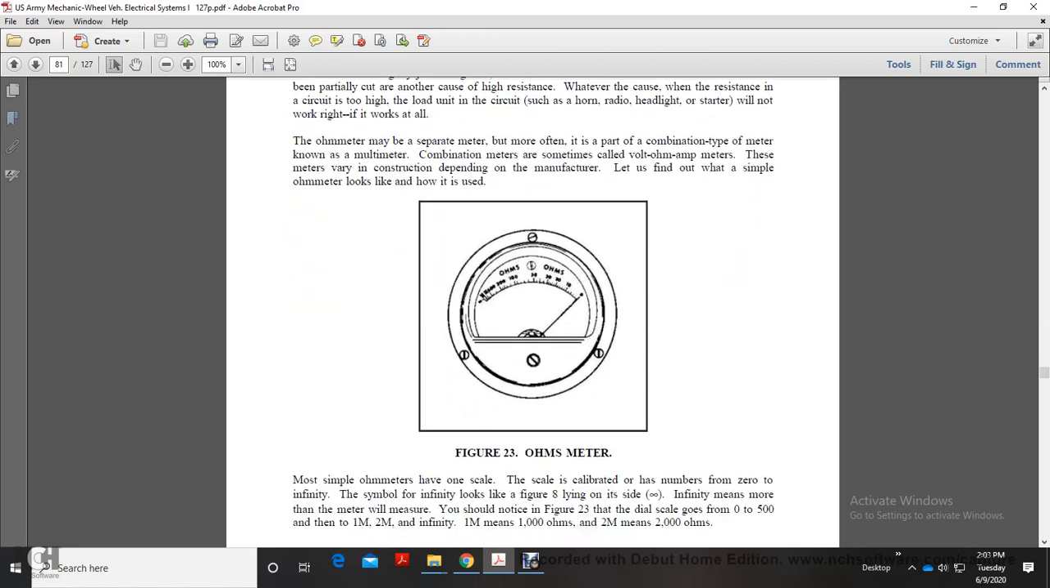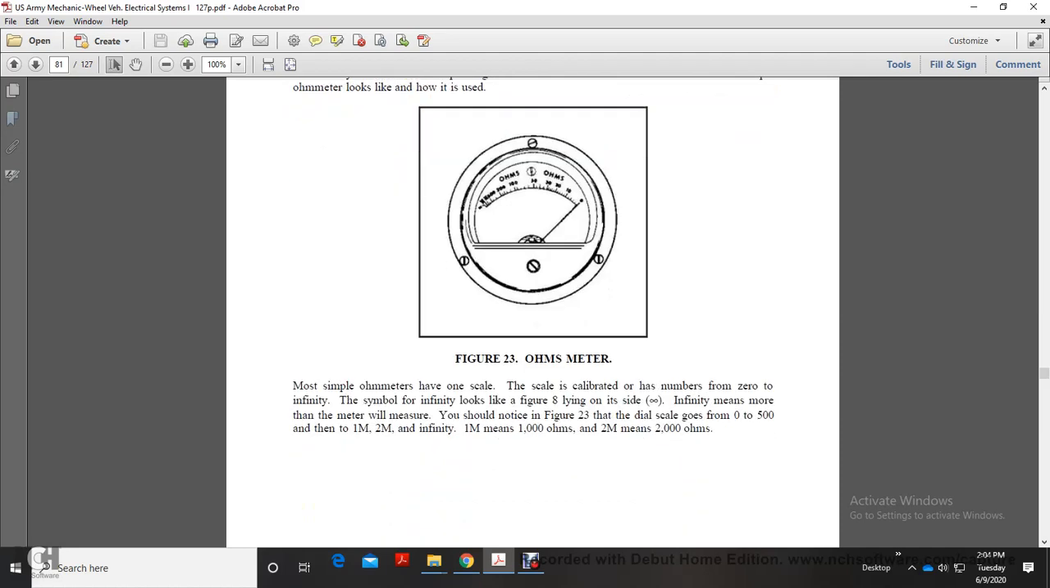The ohmmeter may be a separate meter, but often it is part of a combination type meter, also known as a multimeter. The combination meters are sometimes called volt amp meters. These meters vary in construction depending on the manufacturer. Let's find out how a simple ohmmeter looks and how it is used. Figure 23 shows the ohmmeter.